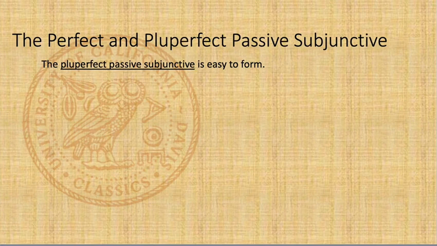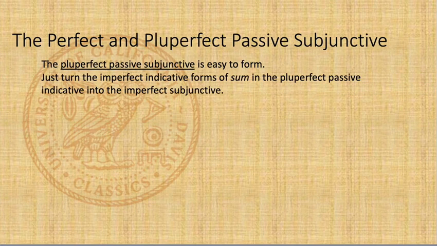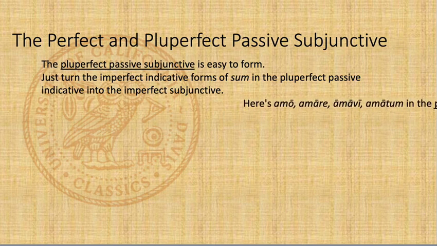The pluperfect passive subjunctive is easy to form. Just turn the imperfect indicative forms of sum in the pluperfect passive, that is, eram, eras, erat, eramus, eratis, erant, into the imperfect subjunctive. So you change those forms into essem, esses, esset, essemus, essetis, essent.